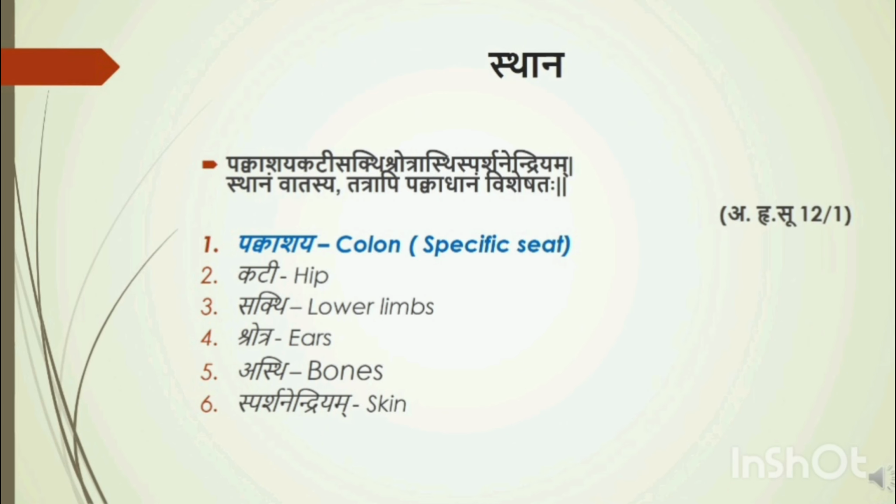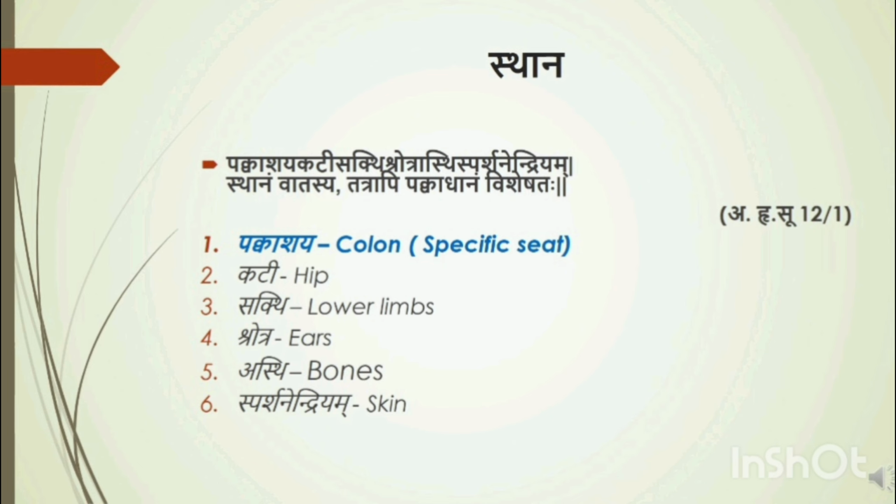Okay. Now let's discuss the sthana of Vata Dosha. The reference is from Ashtanga Hridaya Sutrasthana 12th chapter. The shloka goes like this. Pakvashaya kadi sakti shrotrasti sparshanendriyam sthanam vadasya tatrabhi pakvadhana visheshata. So the sthanas of Vata Dosha include Pakvashaya, Kati, Sakthi, Shrotra, Asthi and Sparshanendriyam. Among these 6 sthanas, Pakvashaya is the specific seat of Vata Dosha.